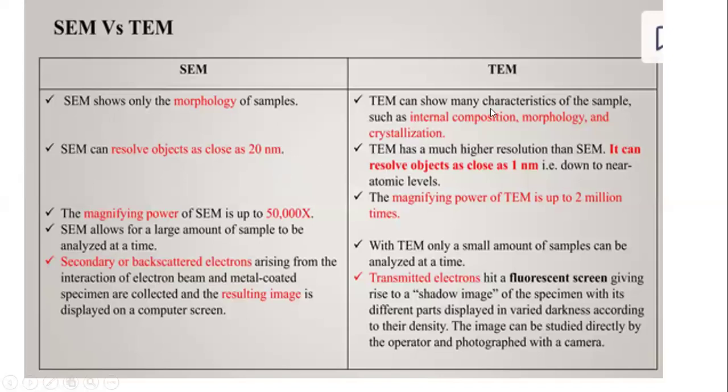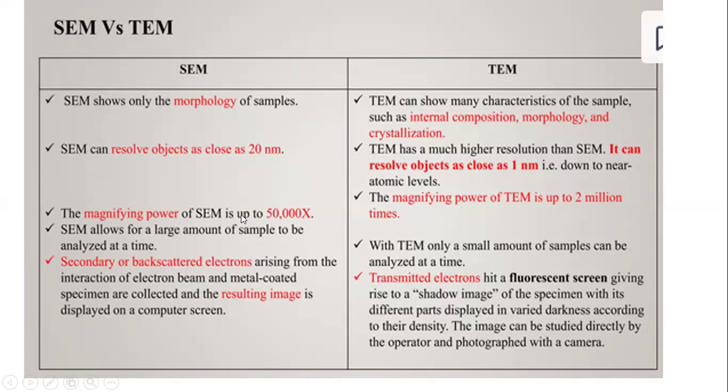Difference between SEM and TEM. SEM shows only the morphology of the sample. TEM can show many characteristics of the sample, such as internal composition, morphology, and crystallization. SEM can resolve objects as close as 20 nanometers. TEM has much higher resolution than SEM. It can resolve objects to close to 1 nanometer, down to near the atomic level.